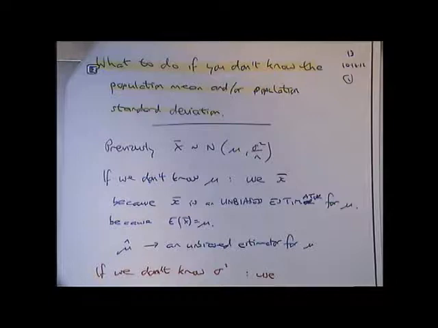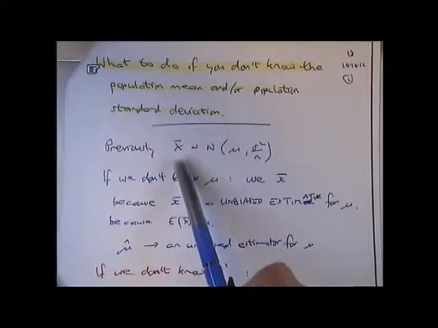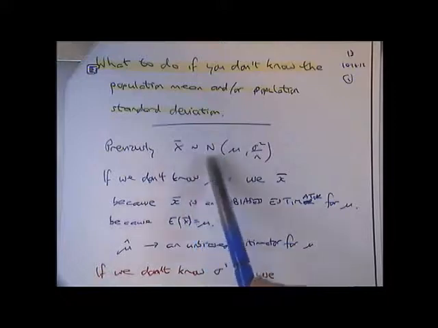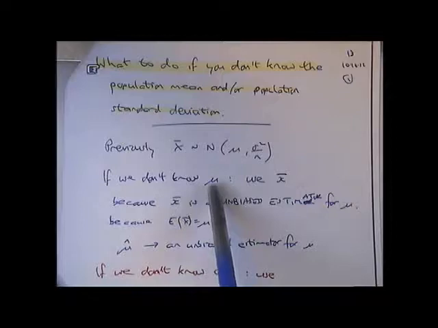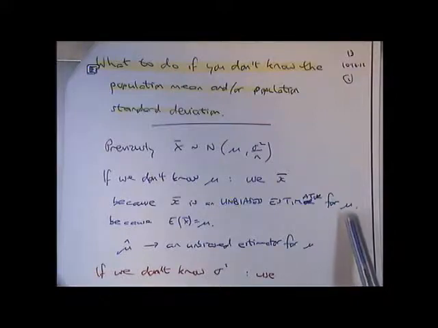Okay, last lesson we started looking at this. This bit here's a recap. What to do if you don't know the population mean and or the population standard deviation. This is the central limit theorem in a nutshell, that the distribution of sample means, whatever distribution x comes from itself, is normal mu, sigma squared over n. If we don't know mu, we use x bar instead, because x bar is an unbiased estimator for mu. The derivation for that can be found in the textbook, because the expected value of x bar is mu.